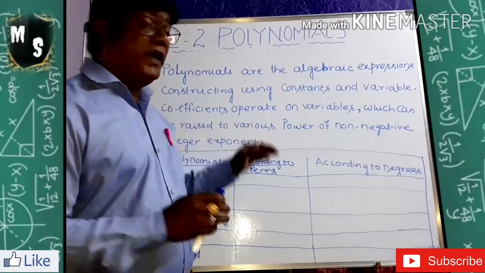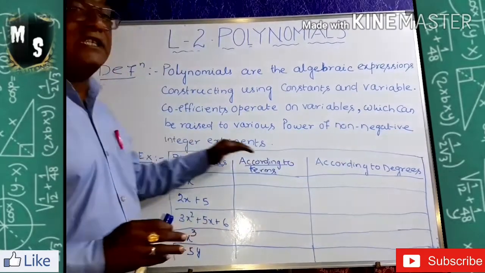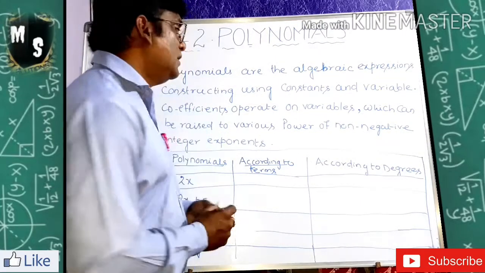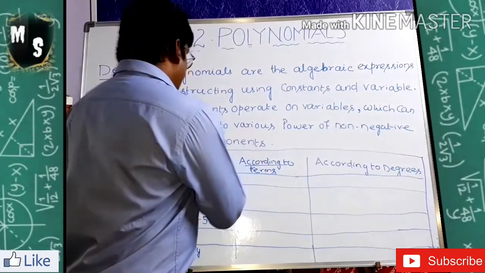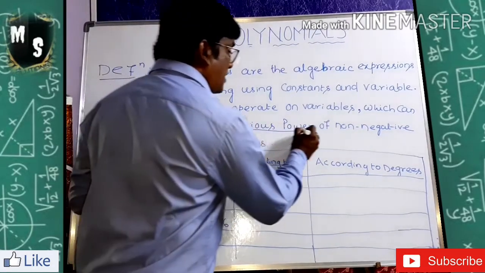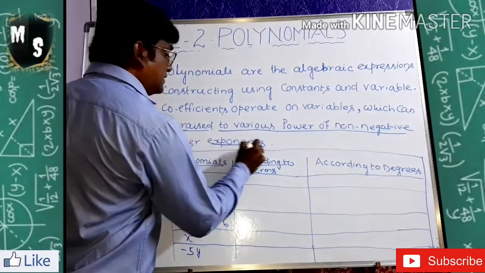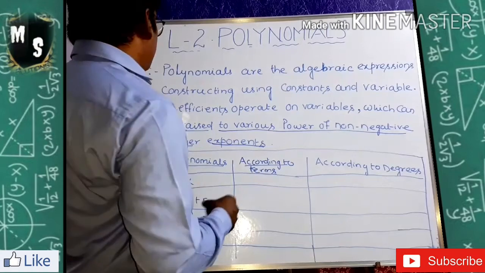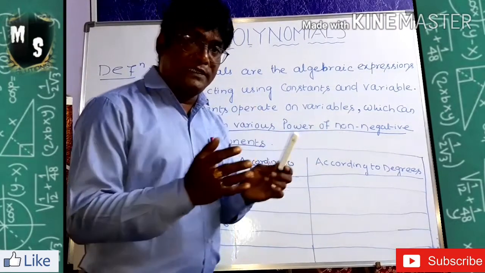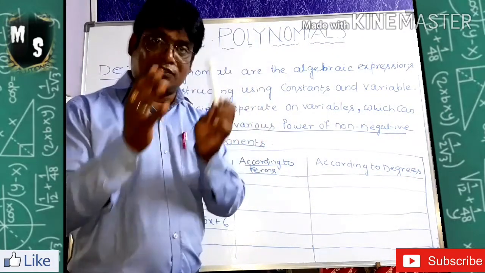Which can be raised to various powers of non-negative integer exponents. This line is very, very important. What is it saying? It can be raised to the various powers of non-negative integer exponents. So they have coefficients operating on variables. Coefficients are attached to variables.